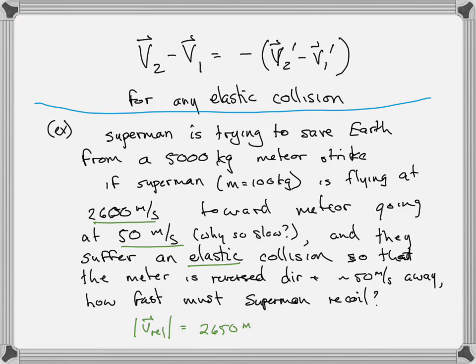2,650 meters per second, right? They're going faster relative to each other than they are each going relative to the Earth, right? It says 2,600 meters per second relative to the Earth, 50 meters per second relative to the Earth. So they're going 2,650 meters per second relative to each other. The other way to look at it is that if you take this equation here at the top, we could call this 2,600 meters in the x direction, and this is 50 meters per second in the minus x direction. Plug that in, and you'll find it's 2,650 meters per second relative velocity.